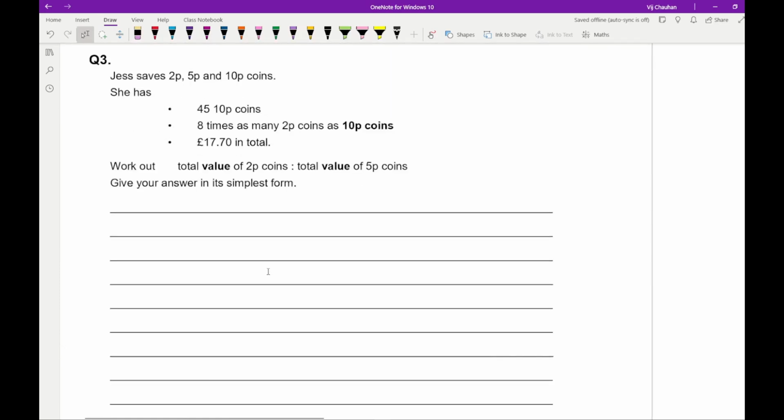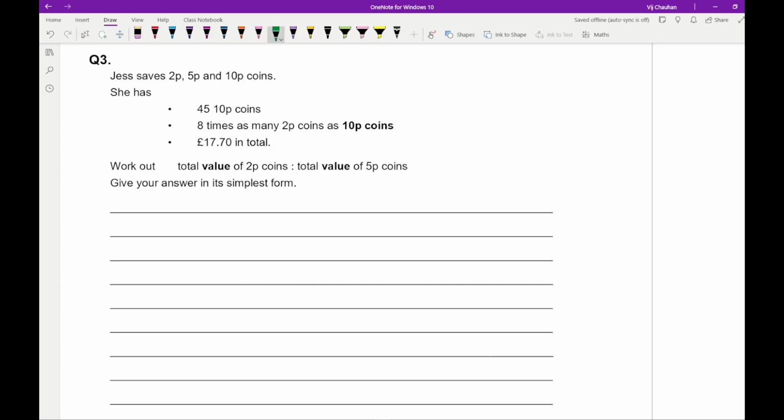Moving on to question 3, it says that Jess saves 2p, 5p and 10p coins. She has 45 10p coins and she has 8 times as many 2p coins as 10p coins, and she has £17.70 in total. And the question is asking us to work out the ratio of the total value of 2p coins to the total value of 5p coins, giving our answer in its simplest form.